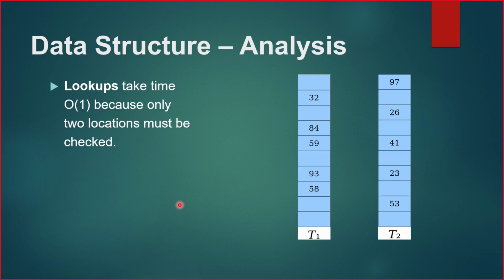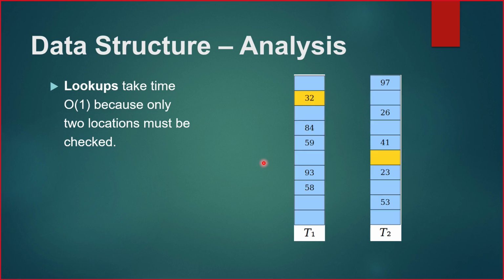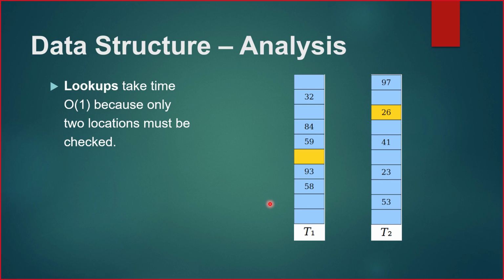Talking about the analysis of the structure, lookups take constant time because only two locations must be checked. As you can see on the screen, for example, if we were to search for some particular element, we could simply inspect the two locations indicated by the outputs of the hash functions of T1 and T2. Fatima will explain further analysis.